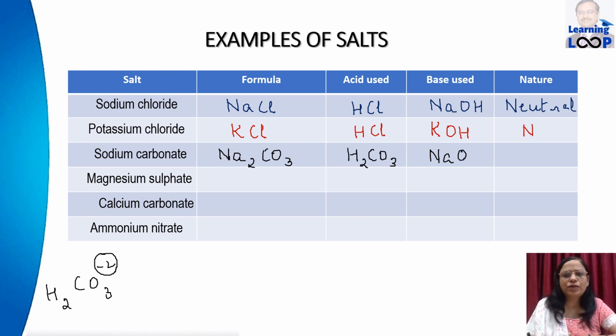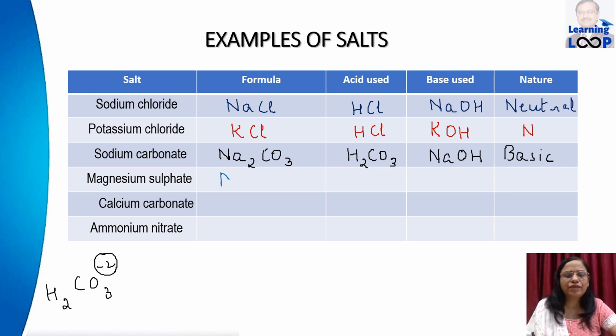And with Na, we know that because sodium has a +1 charge, one OH is enough. Plus and minus, they balance each other. Now, can you identify? I said only three acids are strong: HCl, H2SO4 and HNO3. So H2CO3 is not one of the strong acids. That means it's a weak acid here, but the base that you have here is strong. So the nature of the salt would be basic because the base used here is a strong base. Likewise, you can do the next one.